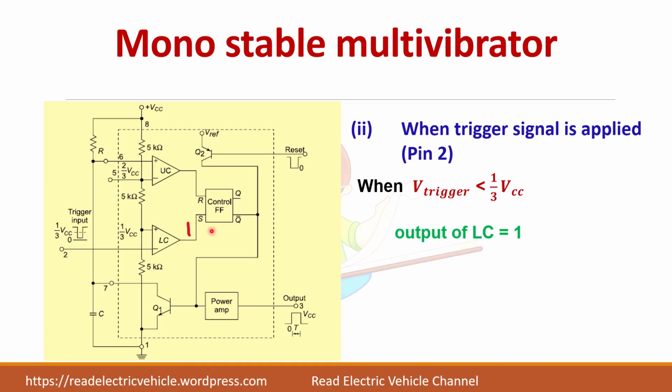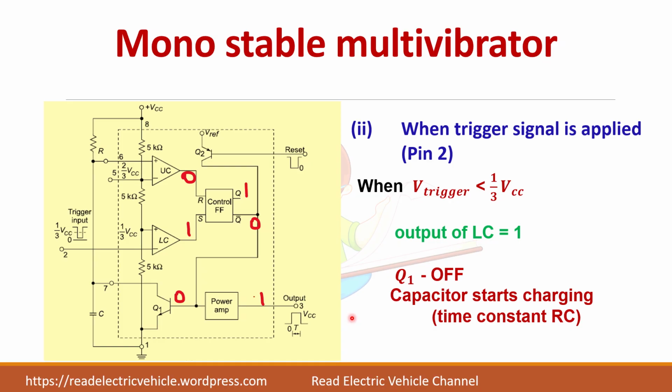It means that for this flip-flop, the set input is 1 and the reset input is 0. So the output of the flip-flop is 1. If this is 1, here we have 0 and our output is going to be 1. So our output is now 1. And if we have 1 here, this is going to be 0 and this transistor is off.